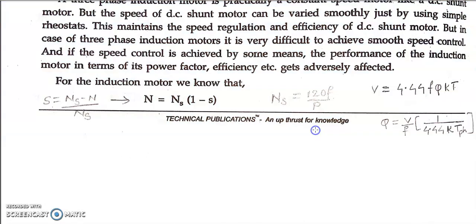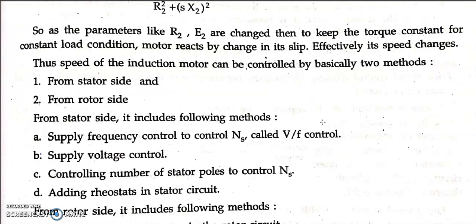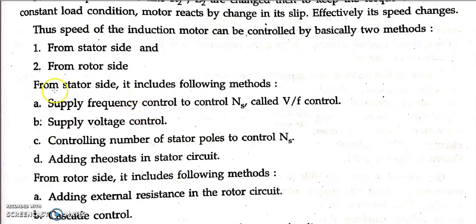Now let us see the methods to control the speed of induction motor. We have two methods here to control the speed of induction motor. One is from the stator side and one from the rotor side. On the stator side, we have four methods. One is by controlling supply frequency, like what we have just now discussed, how to control the frequency and all.